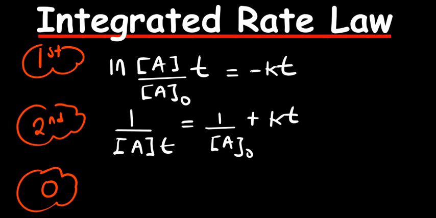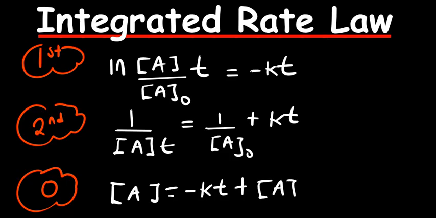Then we come to a zero order reaction. For a zero order reaction, the concentration of A is equal to negative KT plus the concentration of A initially. So these are the integrated rate laws.